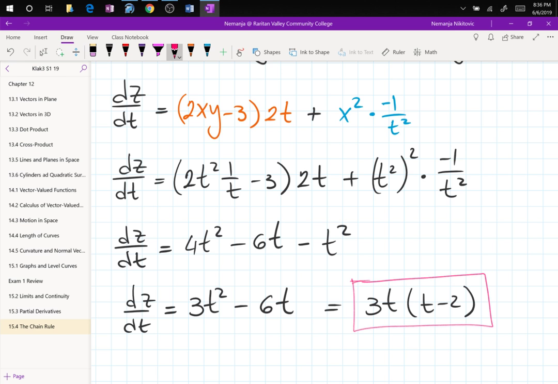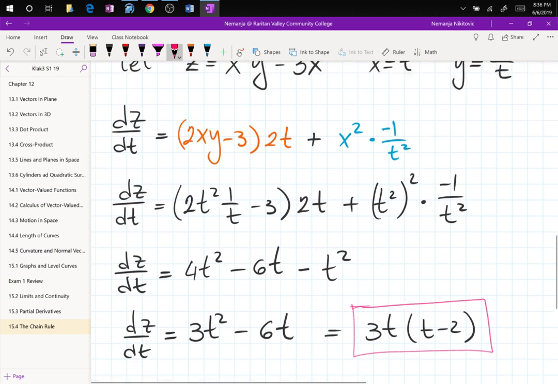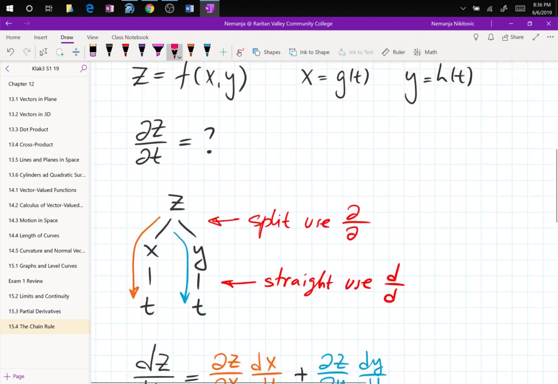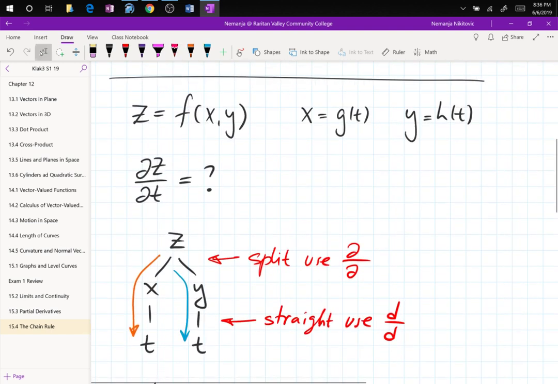For the chain rule, you first need to be able to make the formula, and then you get to plug in all of the derivatives. So I'll go again through the whole process here to make sure you understand what's going on.